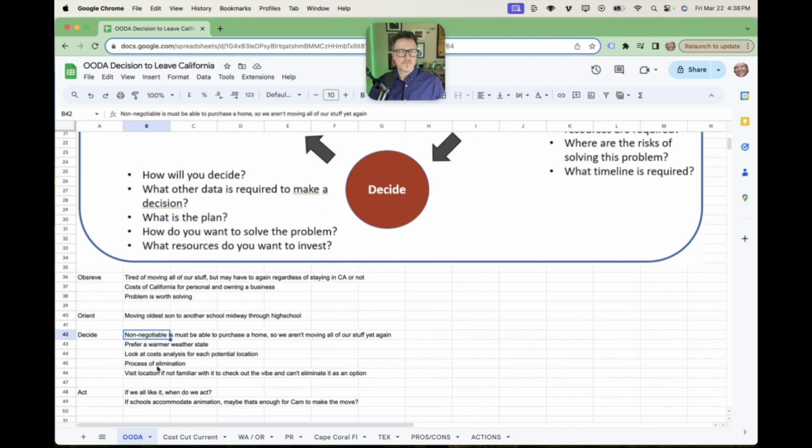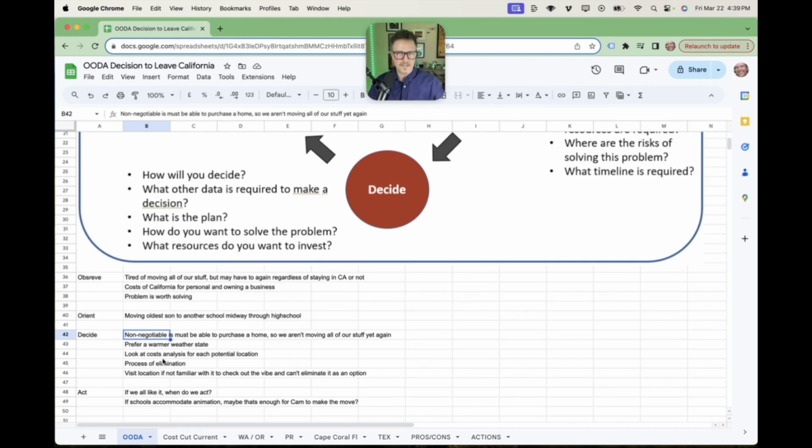So here's what helped me through this decision-making process. I put in a non-negotiable, because I think that helps. It's not here, but for me, that helps. Like, what is it that wherever we move, this is what I have to have. If it doesn't have that, I can eliminate it off the list.